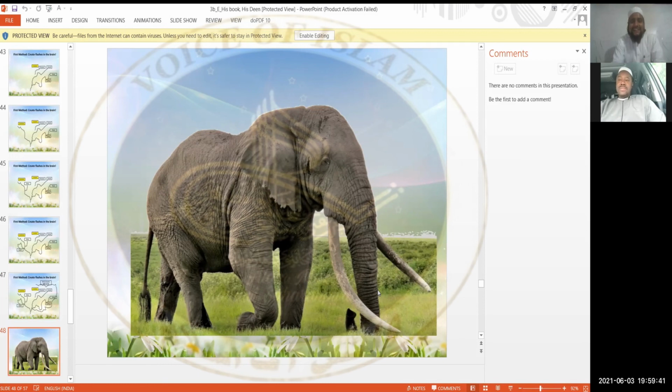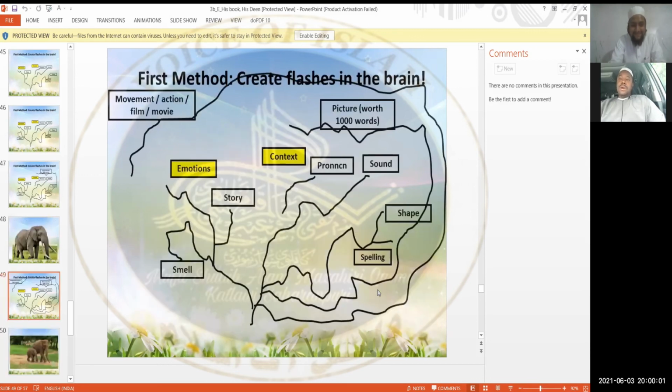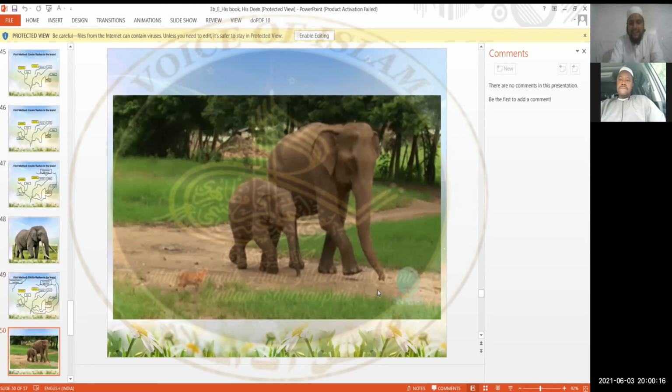In some languages, Hathi. Haza feelun. Haza means this, so Haza feelun: this is an elephant. You know the Surah Al-Fil: Alam tara kayfa fa'ala rabbuka bi ashabil fil. Al-Fil, the meaning is hathi, elephant. So the first method is to create flashes in the brain: moment, action, film, movie, emotion, story, smell, spelling, shape, sound, and so on. Then you can remember it easily. This is the baby elephant.